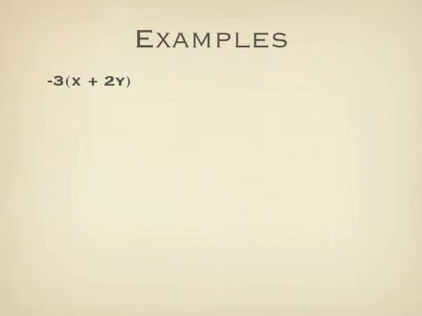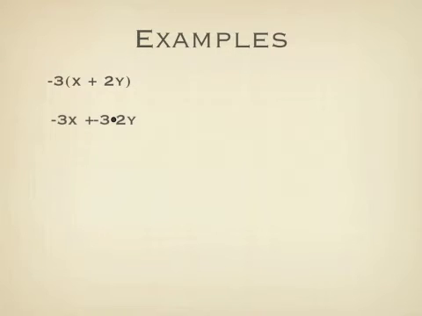So let's take a look at this example. Negative 3 times the quantity x plus 2y. Well, when using the distributive property, first thing you do is you just bring everything straight down that was inside the parentheses as it's written in your original question. After that, you distribute your number on the outside to everything on the inside of the parentheses. So here I'm distributing the negative 3 to the x and to the 2y.